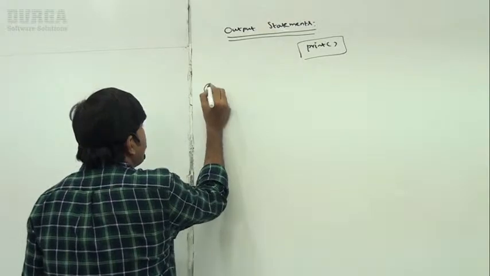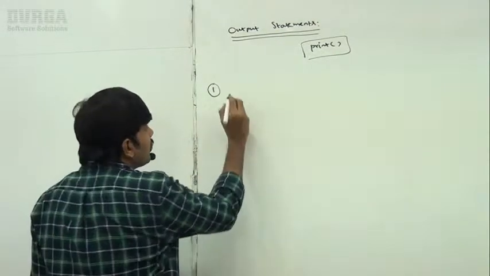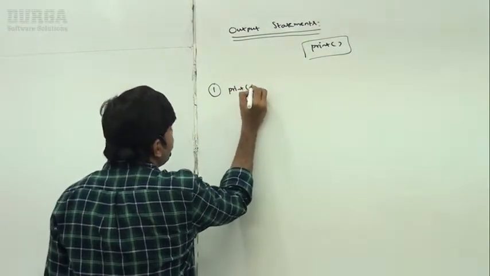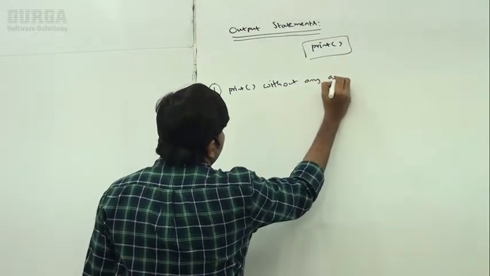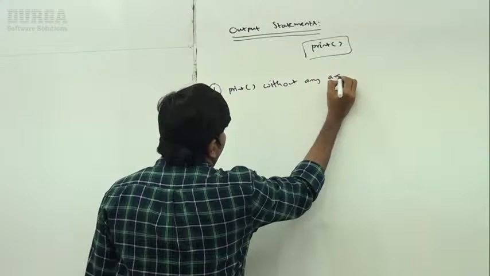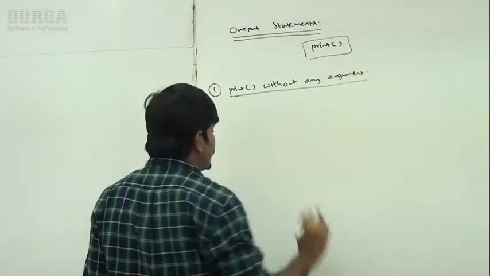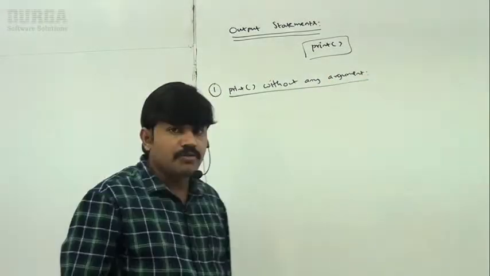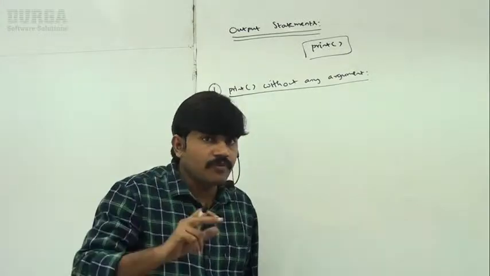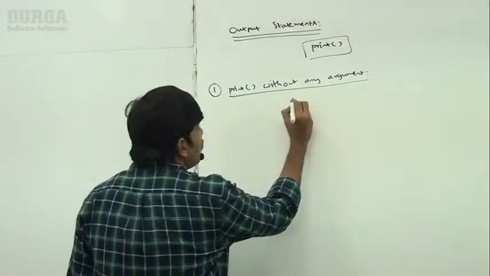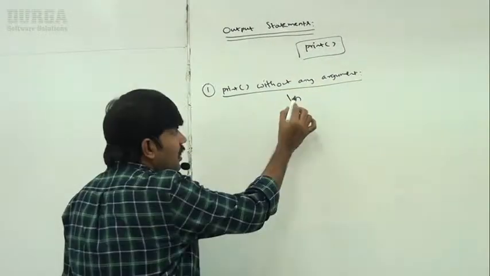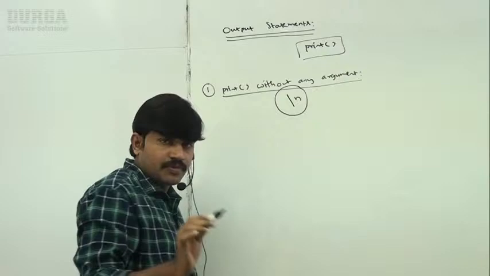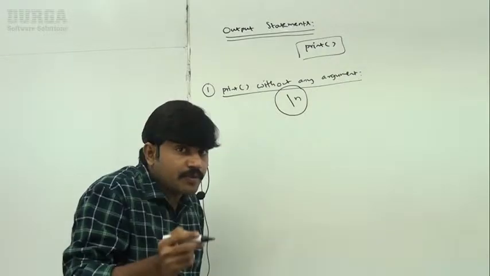Okay, form 1, assume that print statement without any argument. I don't want to use any argument to the print statement. Yes, happily you can use this, sir. What it will do, it will insert a new line character. What it means, very very simple.